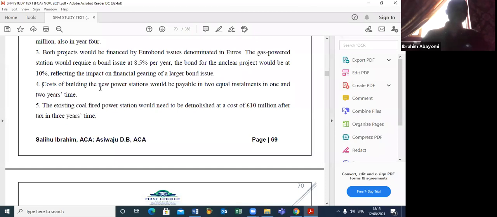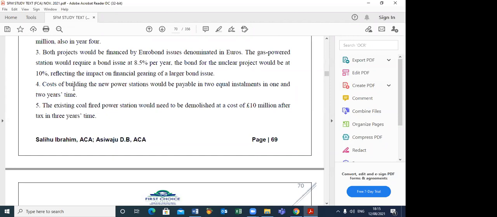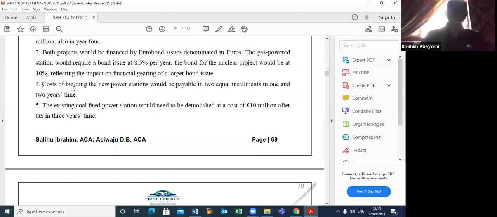The cost of building the new power station will be payable in 2 equal installments in 1 and 2 years' time. You see that? So for the cost of the building, we pay one in year 1 and the other in year 2. 1 year's time is the end of year 1, and 2 years' time is the end of year 2. Because when we say now, our now is year 0. So if now is year 0, 1 year from now is end of year 1, and 2 years from now is end of year 2.